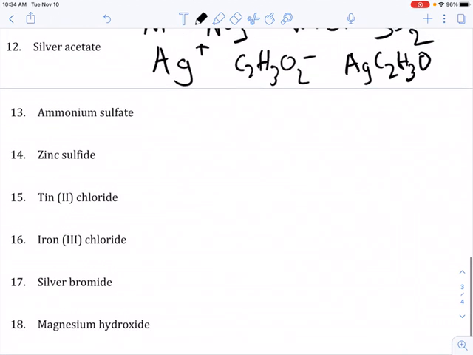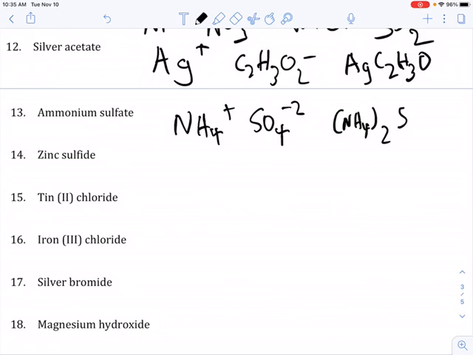Alright, almost done here. Last slide. Ammonium sulfate. NH4+ for ammonium, SO4 -2 for sulfate. When I crisscross here, I'm going to get (NH4)2SO4.